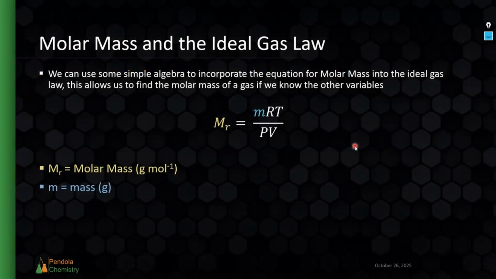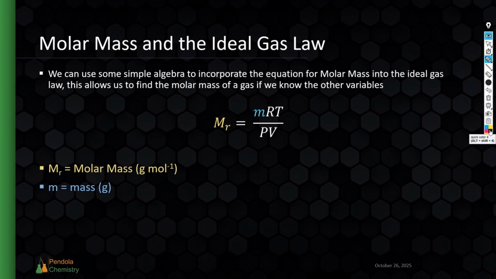Now, there is a variation of the ideal gas law, and we can use simple algebra to essentially incorporate the mass and molar mass of a gas into the ideal gas law. And that's what this equation right here is. Molar mass is equal to mass times R times T over PV. This is a variation of the ideal gas law that uses the relationship between molar mass and the number of moles. Essentially, what we use here is a simple substitution in algebra.